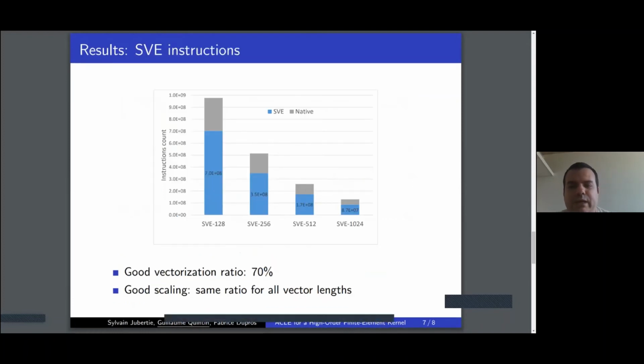Then we did some experiments for SVE. We did not have access to a real SVE machine, which is sad, so all I have to present to you is a result from ARM IE, the emulator. What we can see is that we have a good vectorization ratio, about 70%, and that it scales well. The more we increase the SIMD vector size, the fewer instructions we have.